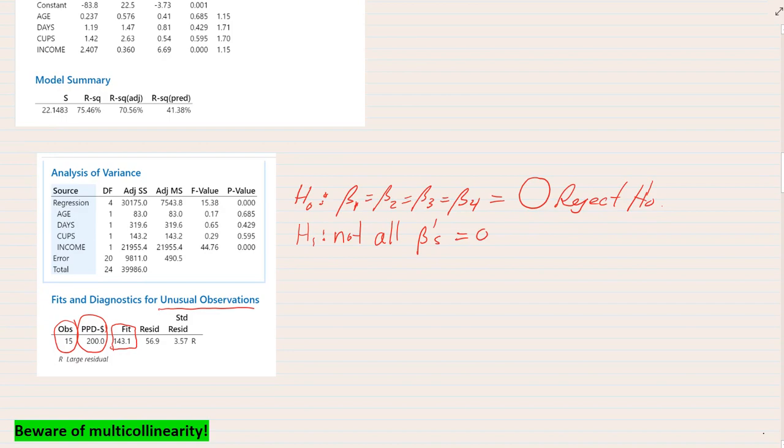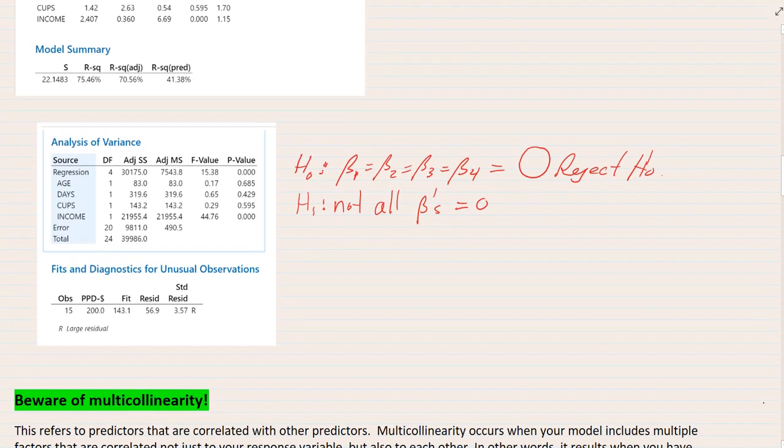Okay, and then next to that you have the residual, which means the error, right? That's the difference between $200 and $143. And then the standardized residual. So that's what this is. Okay. Again, Megastat doesn't give you that, but that's interesting information.